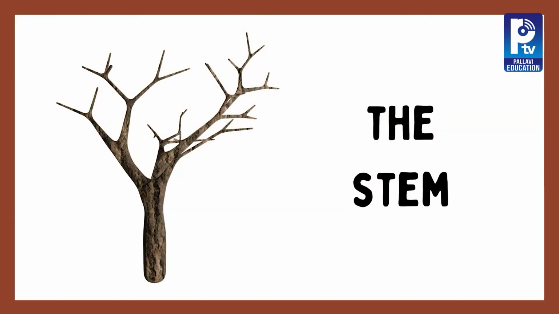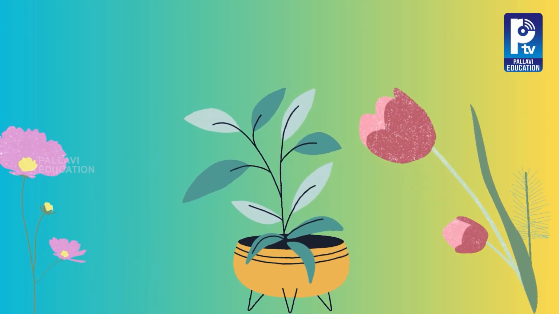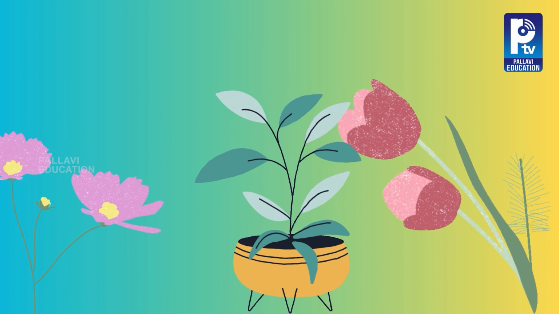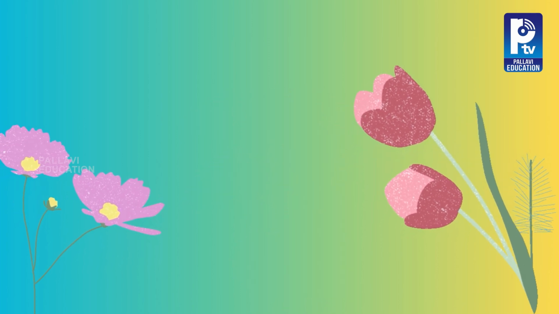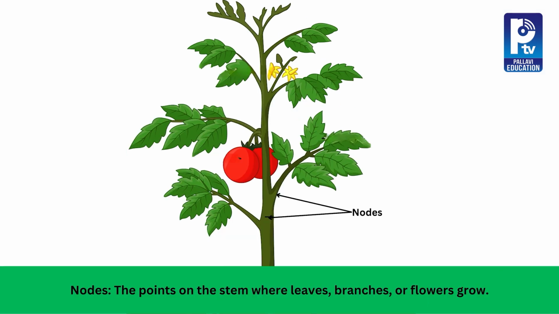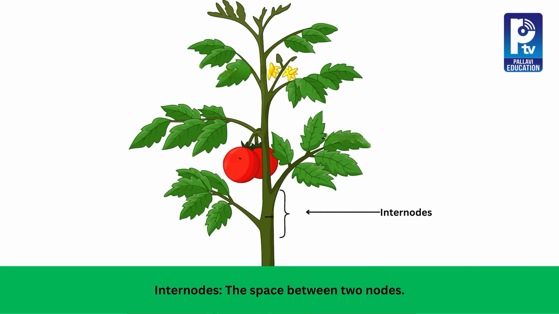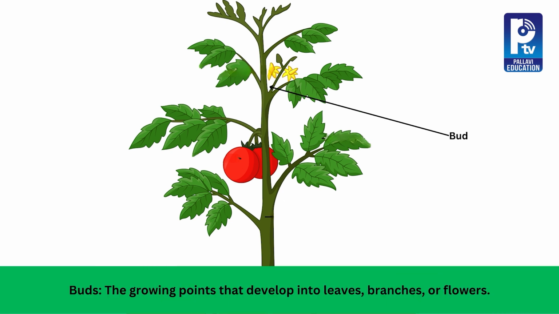The stem is the backbone of the plant. It stands upright and helps in the transportation of water, minerals, and food. The stem also gives structure to the plant and holds the leaves, flowers, and fruits. Parts of the stem include nodes, the points on the stem where leaves, branches, or flowers grow. Internodes, the space between two nodes. Buds, the growing points that develop into leaves, branches, or flowers.